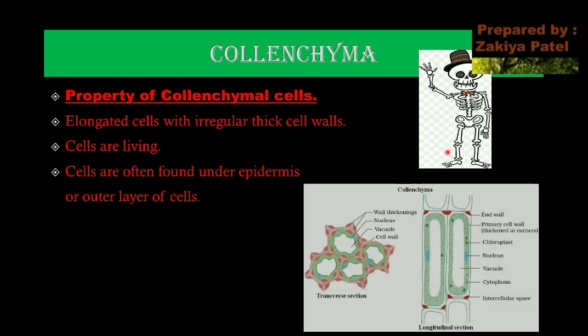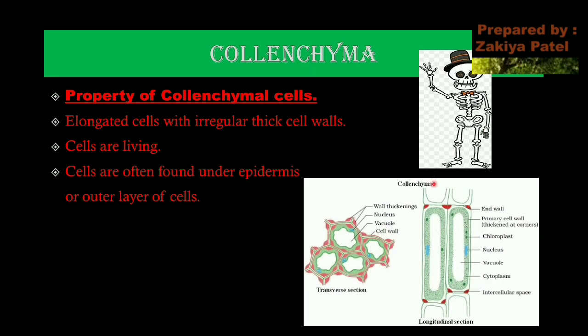You can see here in this image, this is the transverse section of the collenchymal cells, that at particular places the cell wall is thick, not the whole cell wall. You can see at the corners only, you can see over here, at some of the points the cell wall is thick. So the function of this irregular thick cell wall is to provide support and structure.